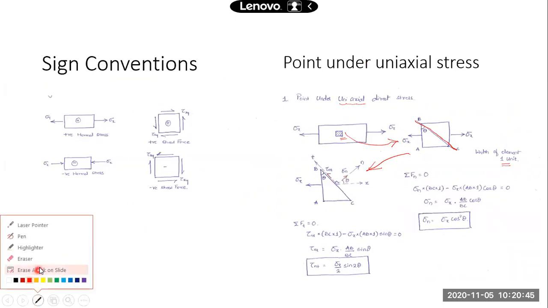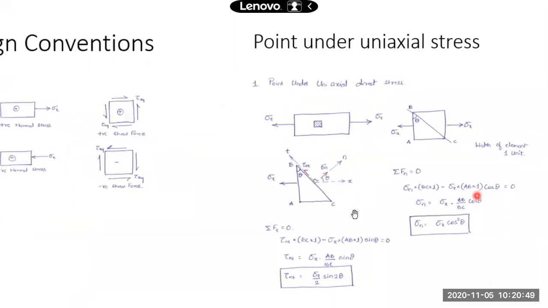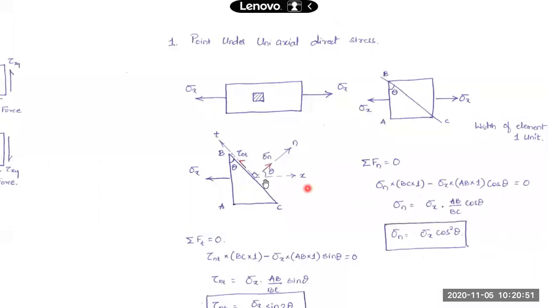So what we get, summation Fn is equal to 0. Here, one is this sigma n, sigma n into the area of this face. What is the area of this face? It is the length BC multiplied by 1 unit, because the width or thickness of this element is 1 unit. Stress multiplied by area will give me the force. That is one force acting along this n direction: sigma n into BC into 1.